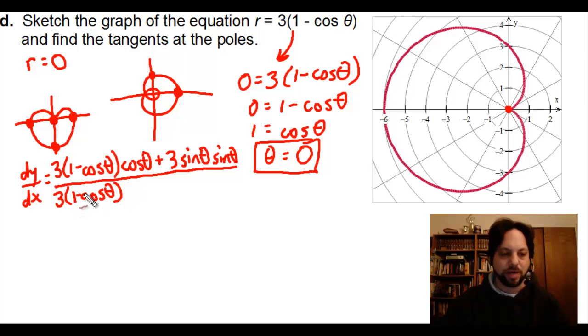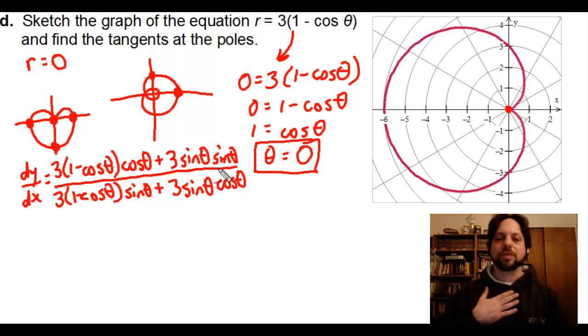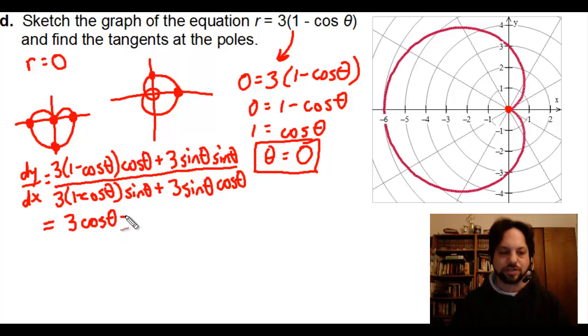So let's see, that's 1 minus cosine, that's going to be times sine of theta, and then we're going to do r prime with a cosine of theta. Now, you're not going to have to watch me go through all the algebra and all the simplification. I'm going to give you the opportunity to do that. However, I am going to write down what the final simplified derivative is. So pause this video right now if you want to try it on your own. But if you're good or you have already tried it, here is the simplified version of this derivative.